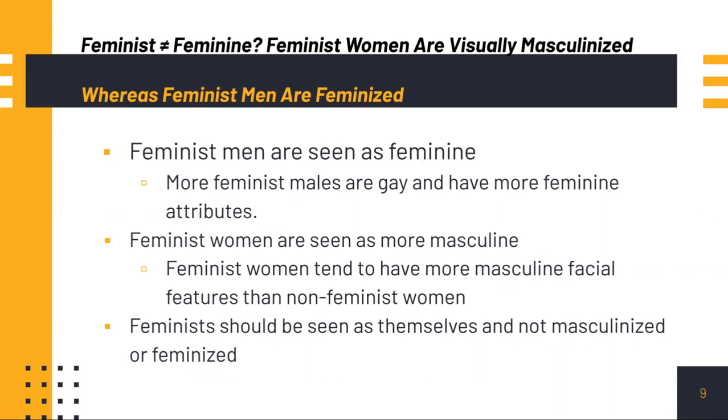That was one of the main reasons that Gunderson pointed out, and he said that since more often than not, gay men usually have more feminine attributes than heterosexual men, this could be a reason since more feminist men are gay than heterosexual. And then feminist women are seen as more masculine. Feminist women tend to have more masculine facial features than non-feminist women. This was from a study in a northern European country, I believe it was the Netherlands. But anyways, they studied this saying that this could be a potential reason, but Gunderson's main idea was that feminists should be seen as themselves and not masculinized or feminized, just because they were a part of the social group.